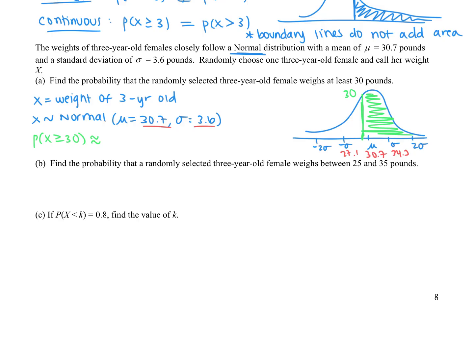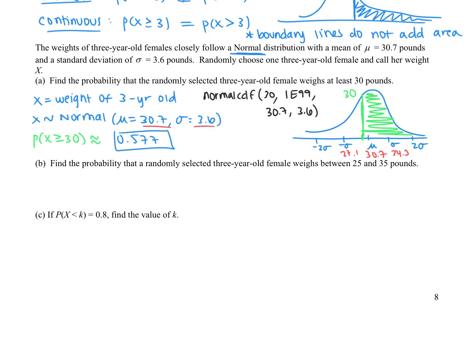How would we do this in the calculator? Because now we're finally ready to go to the calculator. Second distribution, and then you're looking for normal CDF. The calculator wants a lower bound, which is 30, an upper bound, which is a really big number. So I normally do 1 times 10 to the 99th, or just hit 1 and a bunch of zeros. The mean, which is 30.7, and the standard deviation, which is 3.6. When you do all of that, you should get about 0.577.